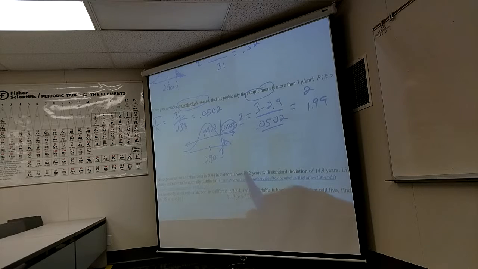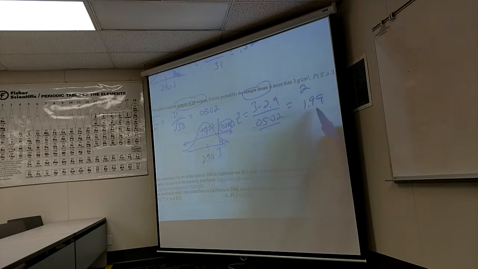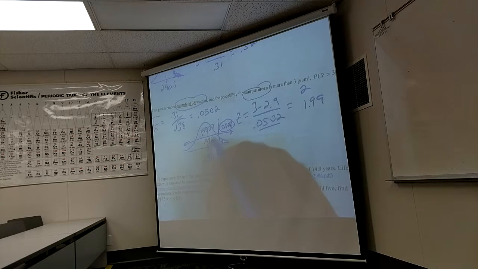Am I looking at it right? No. 0.9767, right? 0.9772, no, that's for the 2. Okay, 0.9767. Yeah, for 1.99 would have been 0.9767, and then this would have been 0.0233. So 0.0228 and 0.0233 are pretty close.